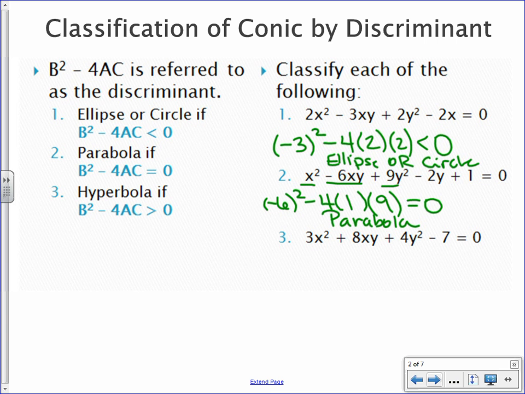Joe, what kind of conic do we have? Hyperbola. So you got your discriminant to be greater than 0? Okay, how many of you agree with Joe? We have a hyperbola. Excellent.